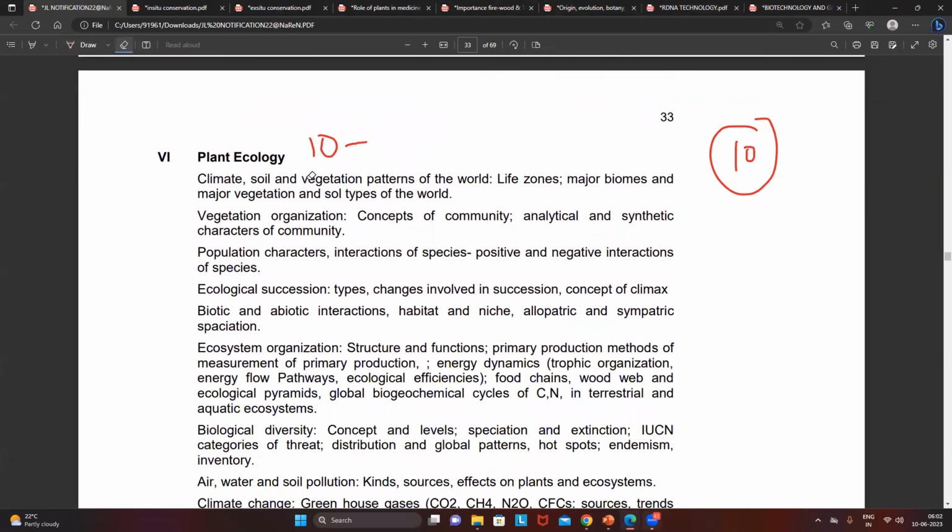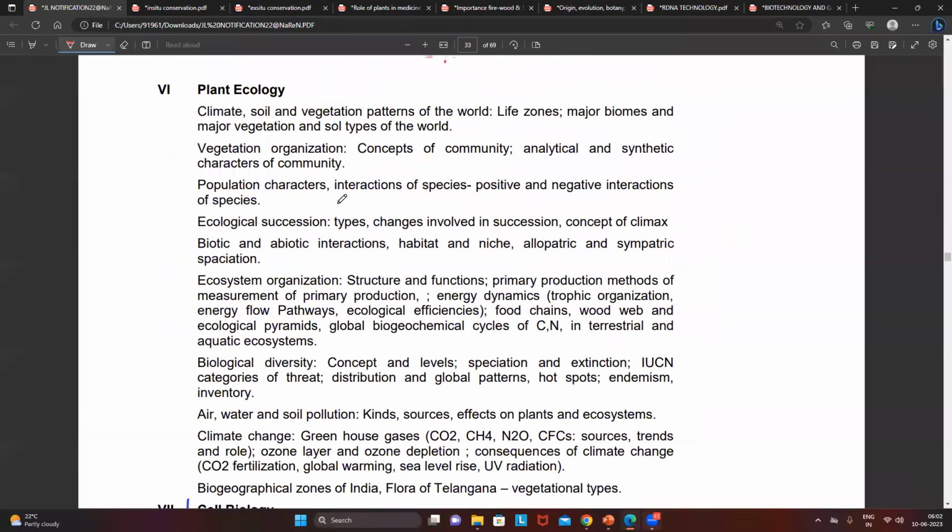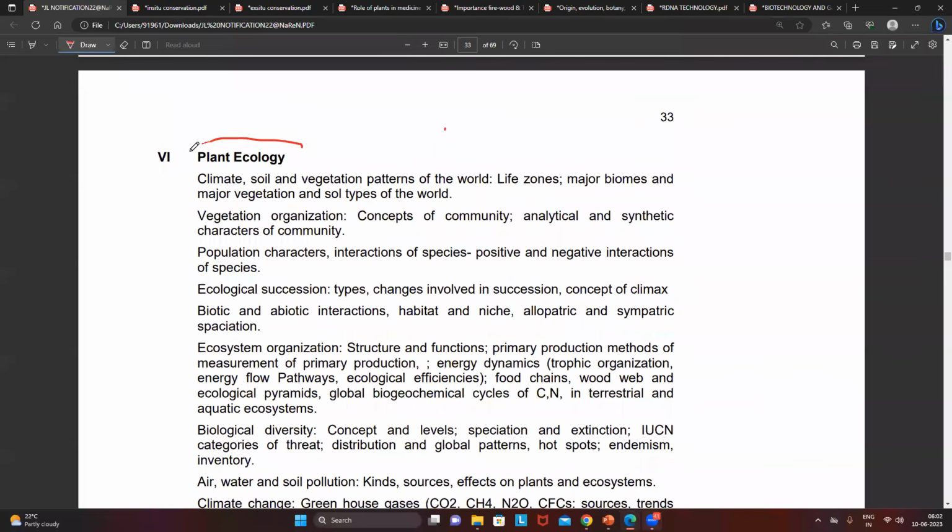But if you ask me which chapter you can expect the most questions from in your entire 10 units, I can tell all of you: plant ecology and cytogenetics. These two are the units where you can expect the maximum number of questions. You may not believe how important plant ecology is, because in your botany syllabus, units 5 and 6 belong to ecology only. Trust me blindly, ecology is very important.